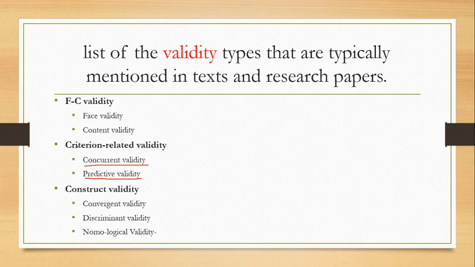These are the list of all the important validity types that you have been hearing in various research papers and text. We talk about FC validity, which means the face validity and the content validity. Then we have criterion related validity, concurrent and predictive validity, just now I was talking about. Construct validity, it has 3 parts. Usually you will be hearing about convergent validity and discriminant validity. And nomological validity also, in some researches they test this type of validity as well.